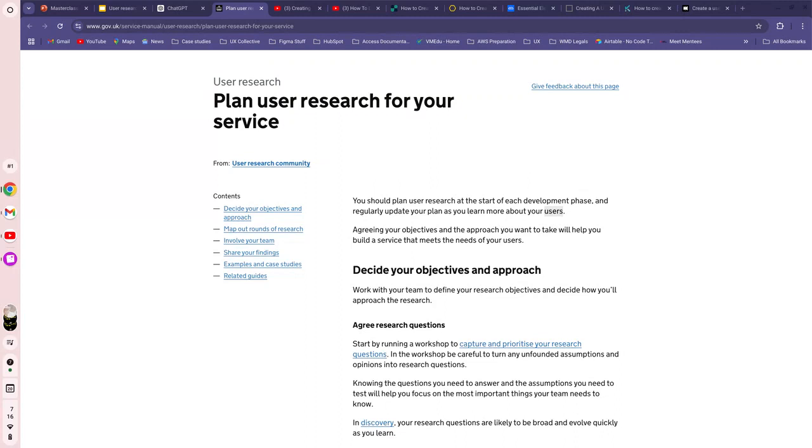What comes to your mind when we say learning about users, and those users are citizens of a country like the United Kingdom? What would come to your mind first?